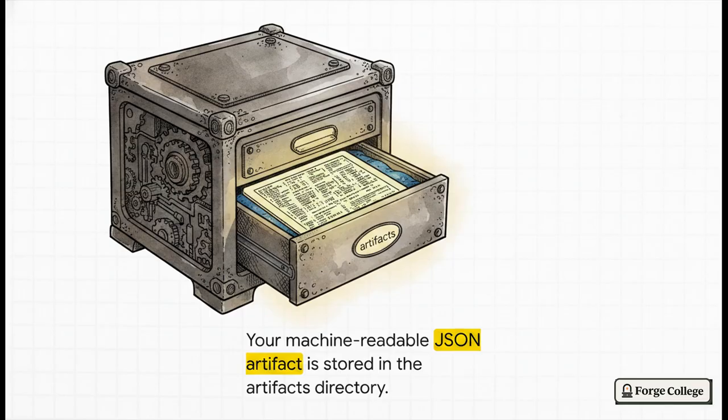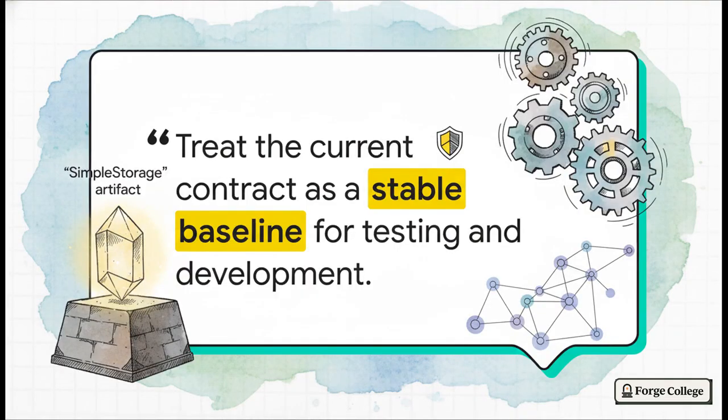Now, you don't need to read or manually edit this JSON file. It honestly looks like a giant wall of computer gibberish, but its very existence proves your code is logically sound, successfully compiled, and ready for the next phase of development. I want you to keep this key principle in mind. Treat the current contract as a stable baseline for testing and further development. You've just created a perfect, pristine artifact.